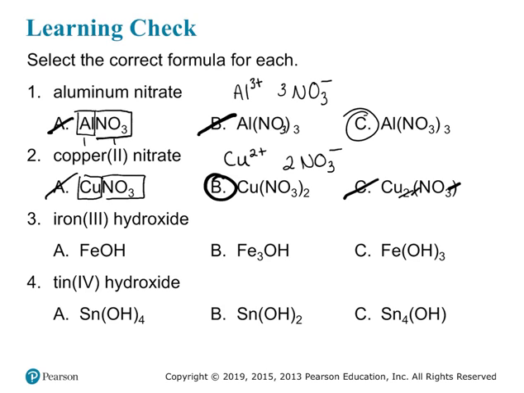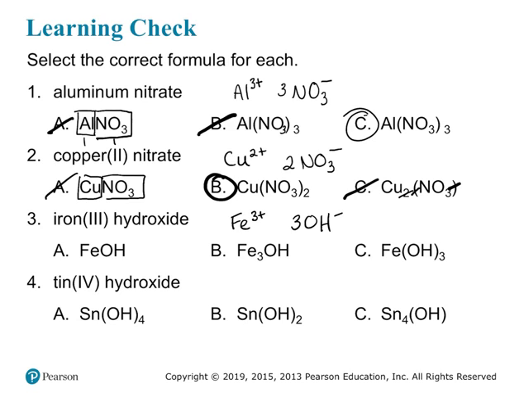Okay, 3, we have iron 3 hydroxide. So that tells us iron has a 3 plus charge. And if we look up in our polyatomic ion table, hydroxide has a -1 charge. Okay, so which of the following is correct, A, B, or C? So how many hydroxide ions do we need? 3. And that will balance out the charge on iron.